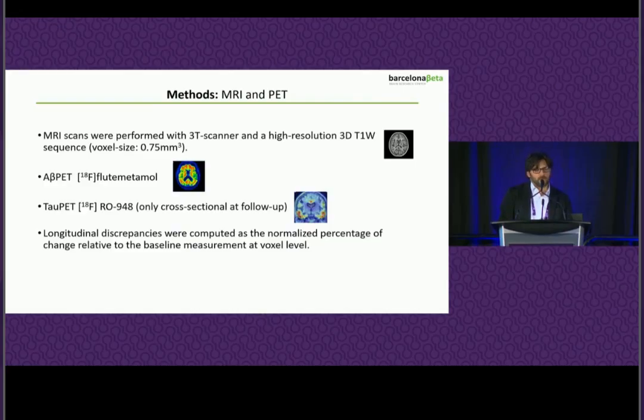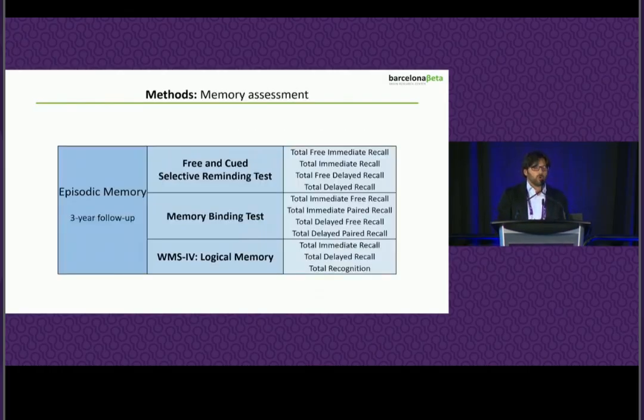And regarding neuroimaging methods, we scanned individuals twice with 3 Tesla MRI. And also at baseline and follow-up, individuals underwent a full metabolite amyloid PET, and tau PET only at follow-up. So it's cross-sectional for tau PET. For neuroimaging longitudinal studies, we computed a normalized percentage of change relative to baseline at each voxel and then performed a voxel-wise analysis.